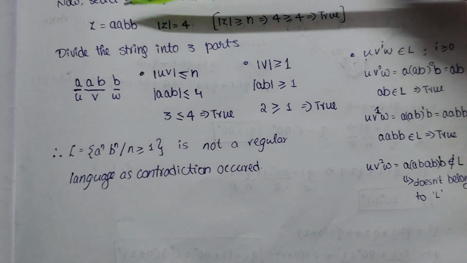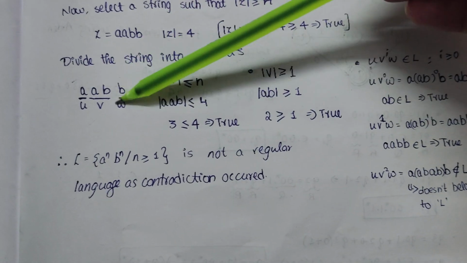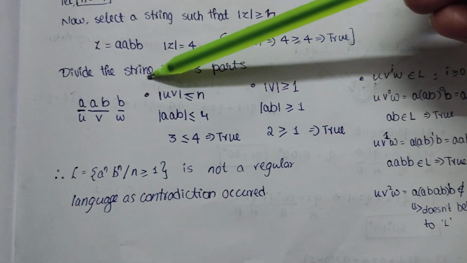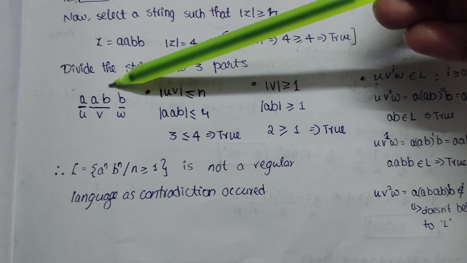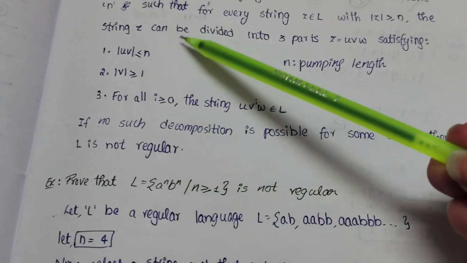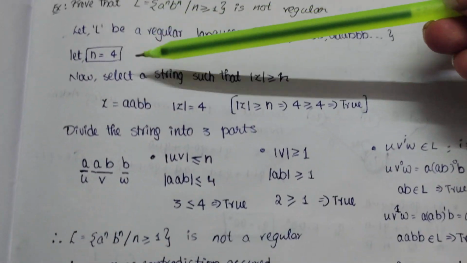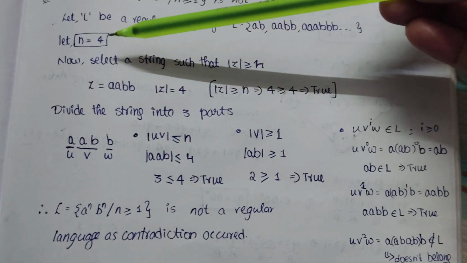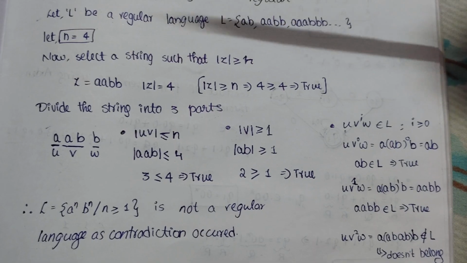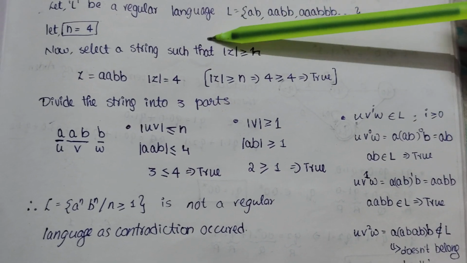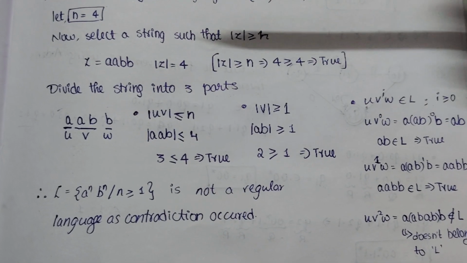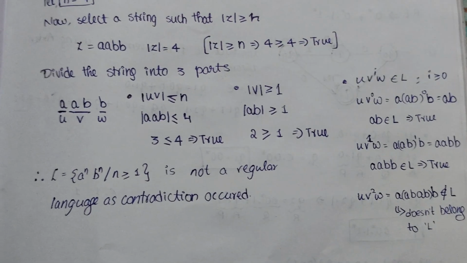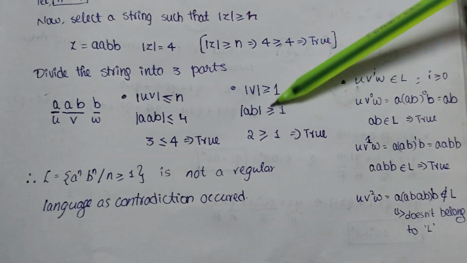We said z is divided into three parts, u, v, w. We take one character for u, one character for w and two characters for v. Now let us check if length of uv is less than or equal to n. That is the first condition, right? What is the length of uv? 1, 2, 3. 3 is less than or equal to 4, so the first condition is satisfied. The second condition is that the length of v should be greater than or equal to 1. What is the length of v? It is 2. 2 is greater than or equal to 1, so this condition is also true.